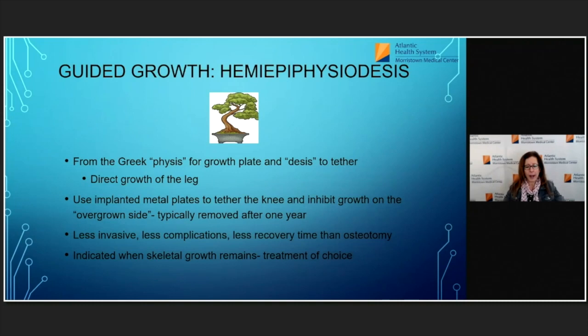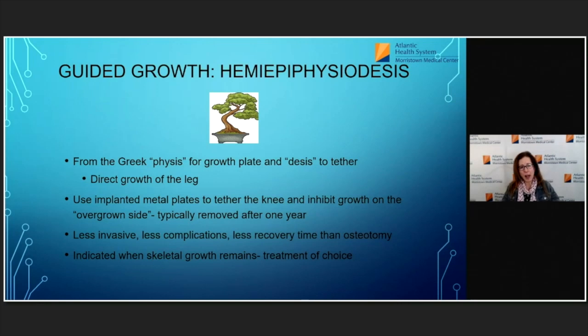Guided growth or hemiepiphysiodesis is from the Greek word physis for growth plate and desis to tether. So you're directing the growth of the leg. And I like to think of this as a bonsai tree procedure. You force the legs to grow the way that you want them to grow. You use implanted metal plates to tether the knee and inhibit growth on the overgrown side. And these are typically removed after about a year or so.